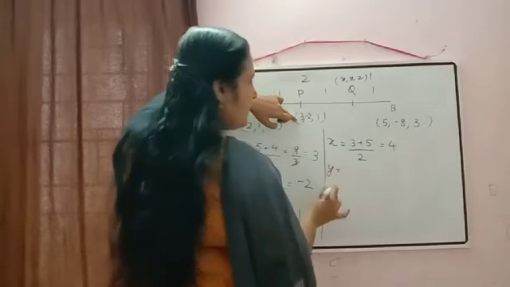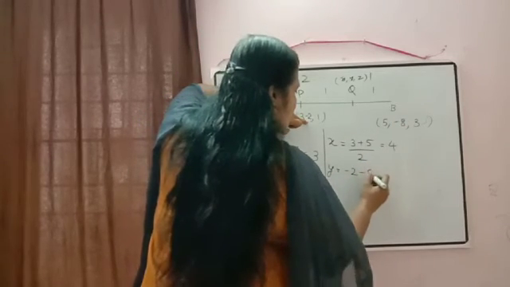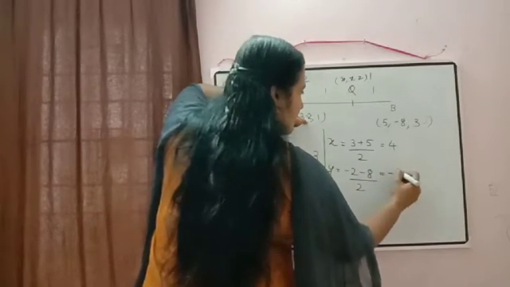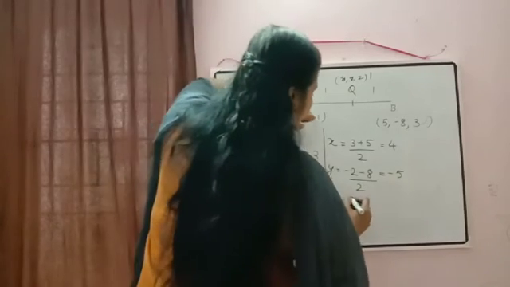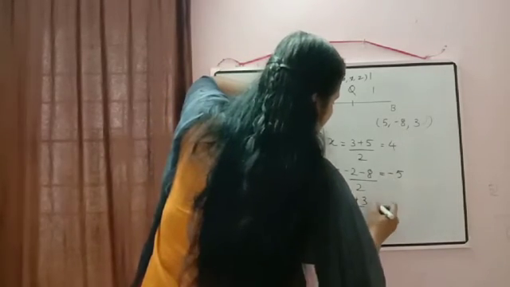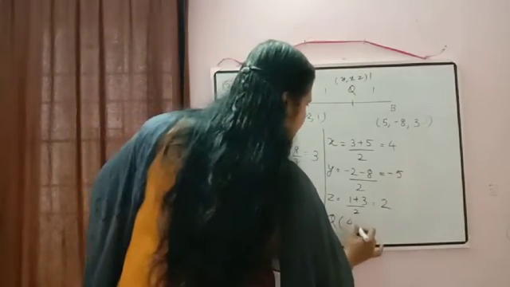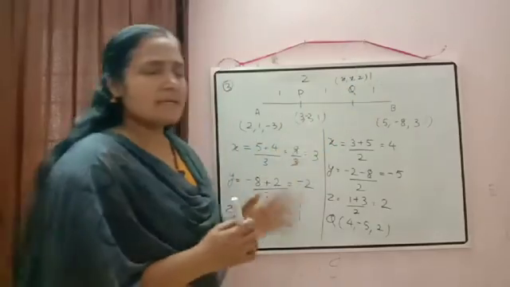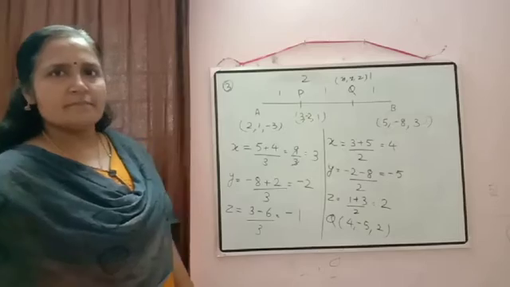Then the y coordinate will be equal to (y1 plus y2) divided by 2. So minus 2 minus 8 by 2. Minus 2 minus 8, minus 10 by 2 will be equal to minus 5. Then z coordinate, 1 plus 3 by 2. So 4 by 2 will be equal to 2. So we got the coordinates of Q as (4, -5, 2). So either you can use this concept or the same: Q divides AB in the ratio 2 is to 1. Okay.